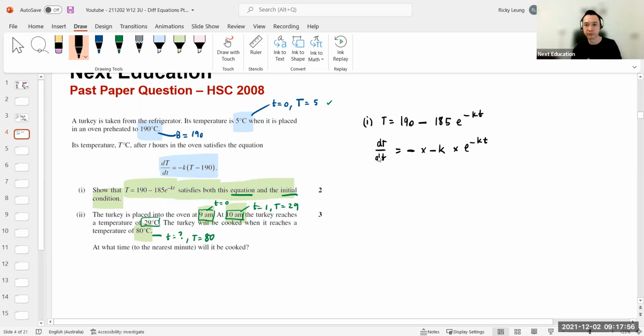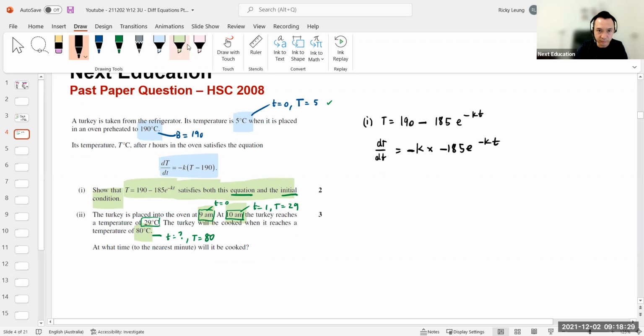Yeah, I'm going to keep it like that because what I'm going to see is, you know what, sorry, I've not differentiated. I've got that 185 e^(-kt). So there's a minus 185 times negative k e^(-kt). Actually, no, sorry. Let me get it into a structure. So bring down the minus k and times minus 185. I'm trying to make it easier for me to prove it, yeah?